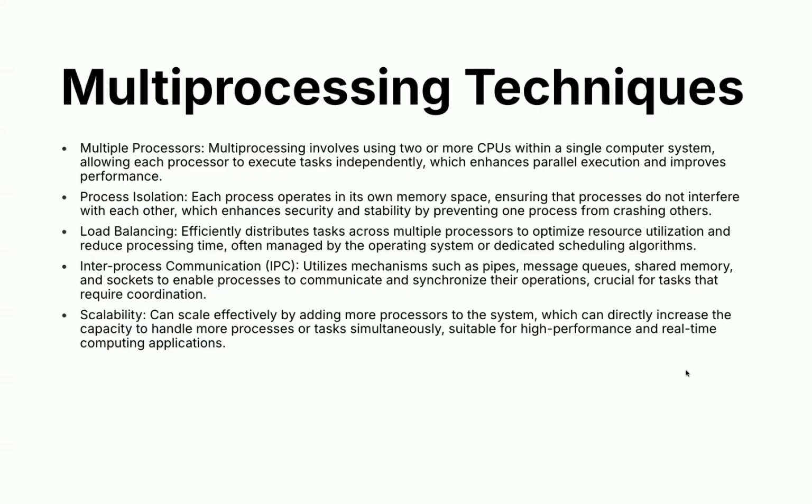This can be scaled effectively by adding more processors to the system, which can directly increase the capability to handle more processes or tasks simultaneously. This is very suitable for high performance and real-time computing applications. So this is more along the lines of what we're doing when we have a job that is running across multiple processors. But again, you could utilize either one of these methods within our computing infrastructure, either multi-threading or multi-processing.